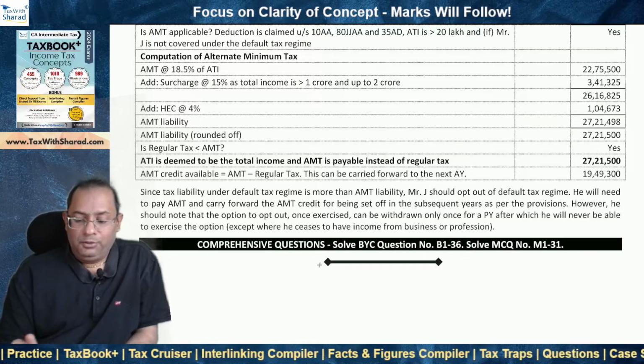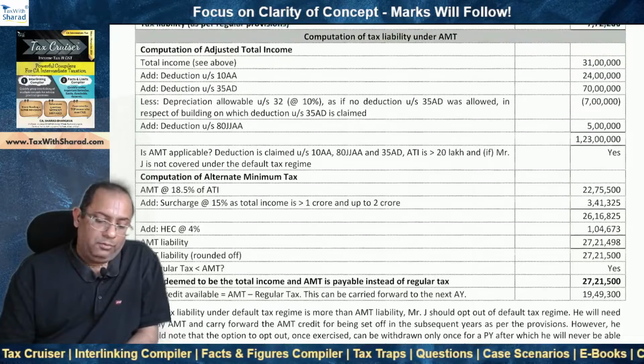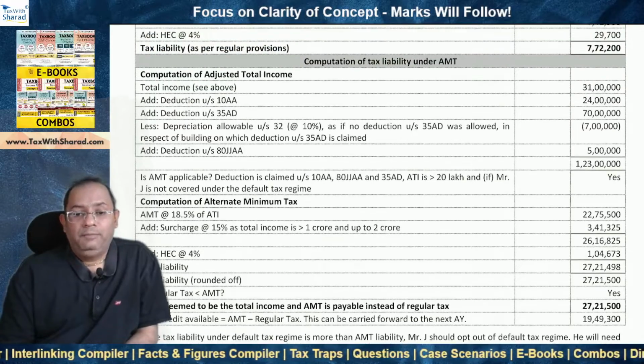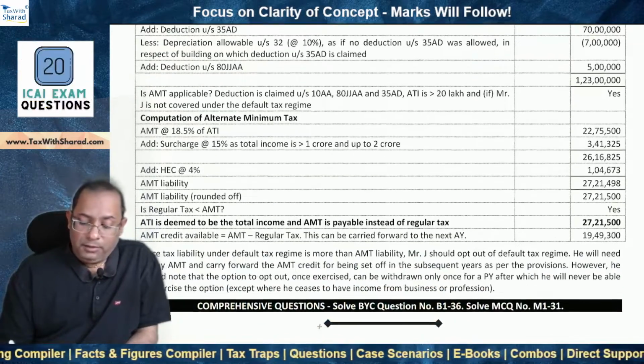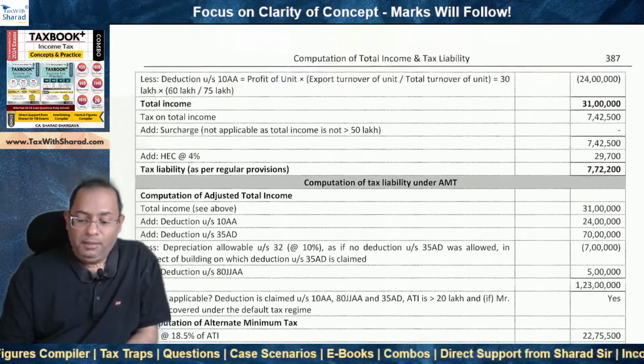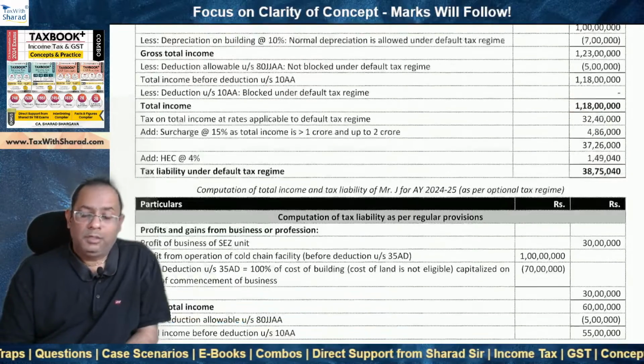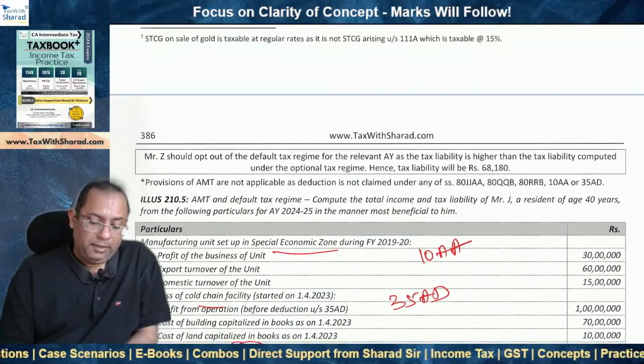In that case, the restriction would not apply, but otherwise the restriction will apply. So Mr. J should be conscious of this restriction. If he is okay, it will be good to move out of the default tax regime. If he is not okay with this restriction, then he can remain in the default tax regime and pay the higher amount of tax of 3875040. So this is how you need to solve these kinds of questions.